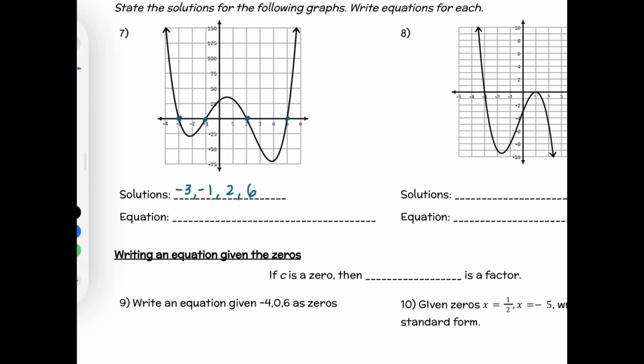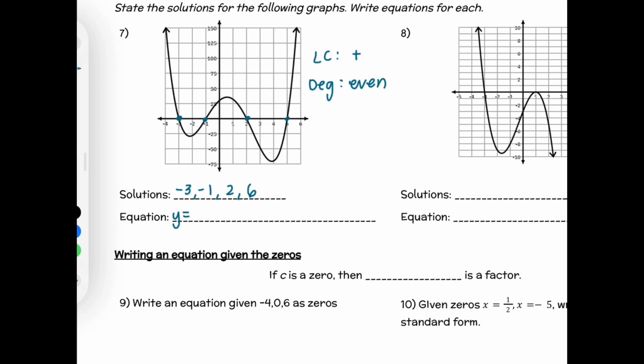And what we want to do is figure out what our leading coefficient is and what our degree is. So just looking at the graph, since both ends are going up, that tells us that our leading coefficient is positive. And since both ends go in the same direction, it's going to be an even degree. So now we're just going to write this.